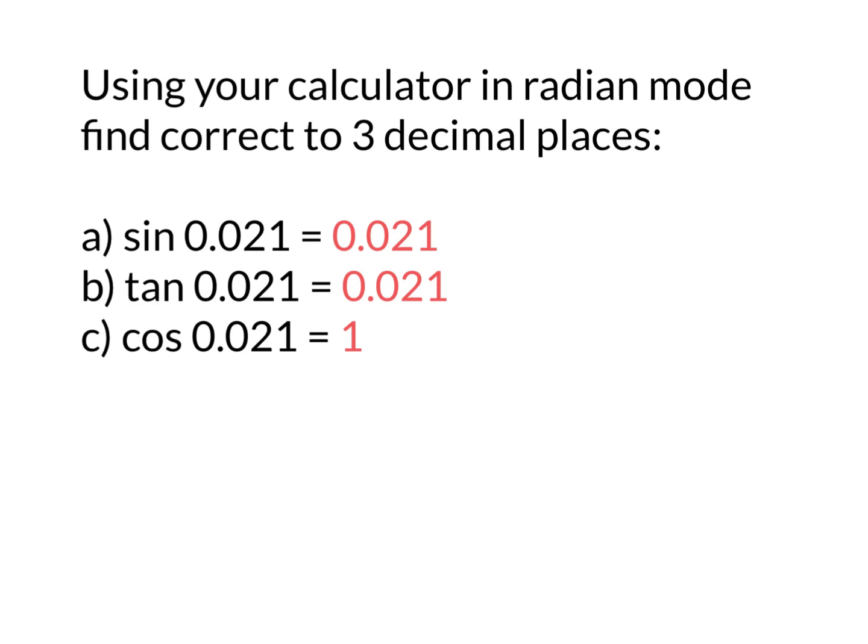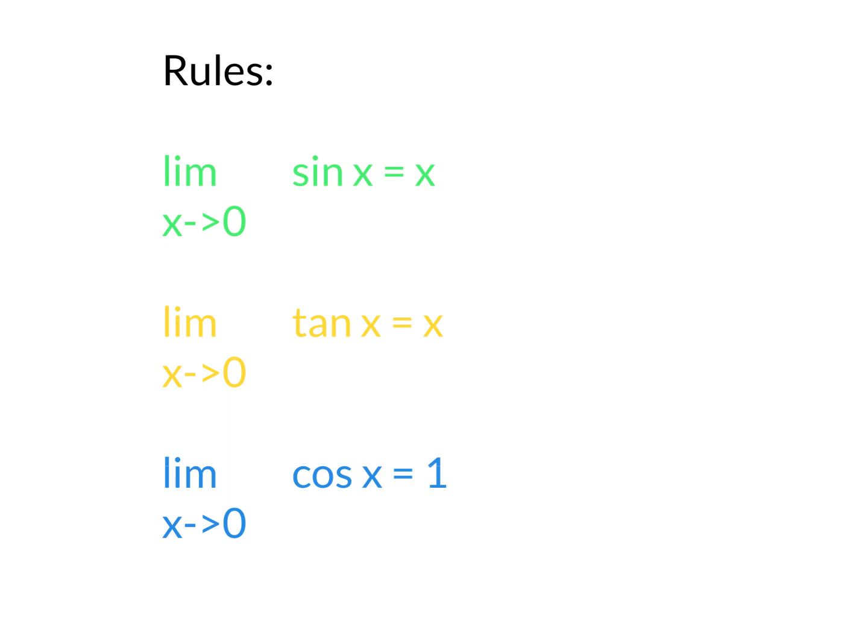And this leads us to a rule, which is that the limit as x approaches 0, so as x gets really tiny, sine of whatever that value is is approximately equal to that value, we say. And tan is the same, whereas with cos, as x gets really tiny, cos approaches 1. This can be seen if you were to look at the graphs as well. As we approach 0, sine and tan get closer to 0, whereas cos approaches 1.